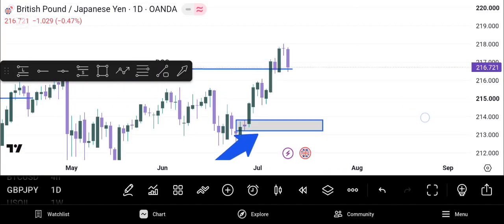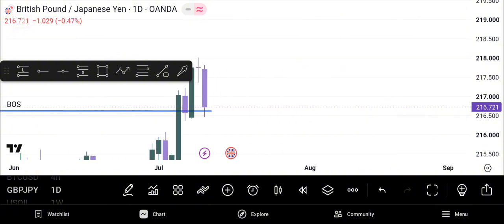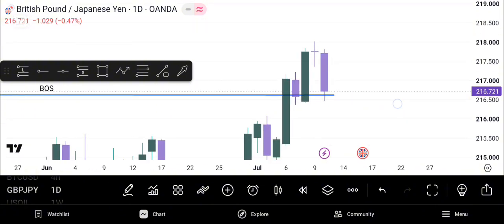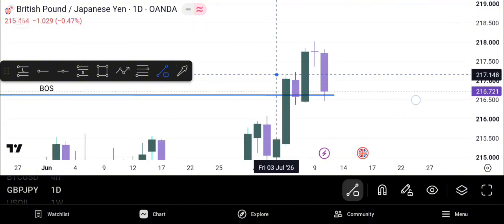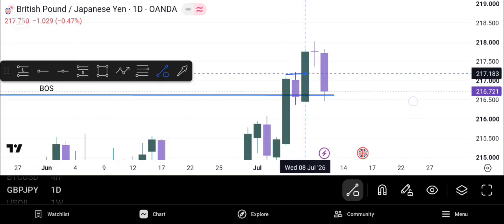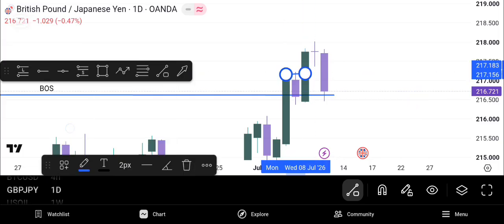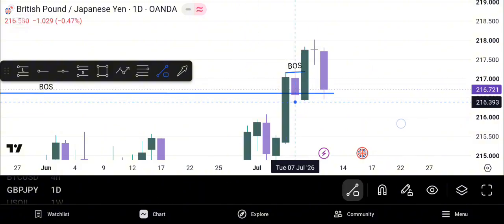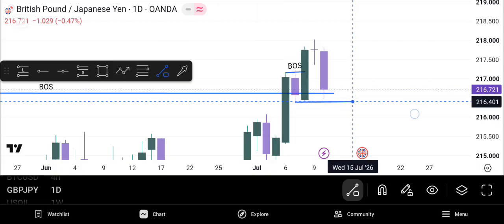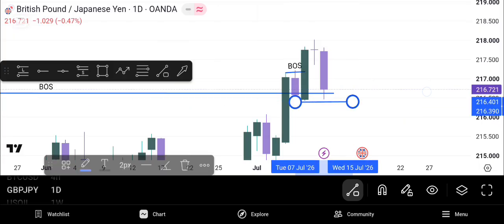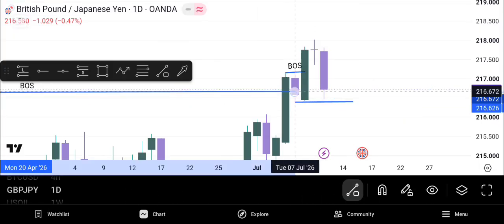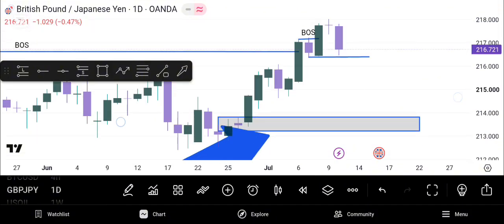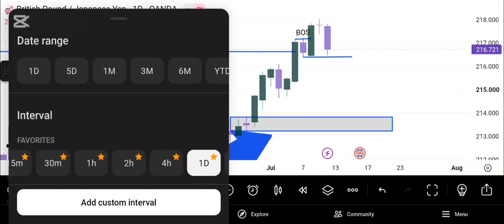And again, what we see reading this structure is that we have a tiny break of structure here, a tiny break of structure right about here, and then this is the low of that break of structure, or the swing low of that price action. That's the swing low.